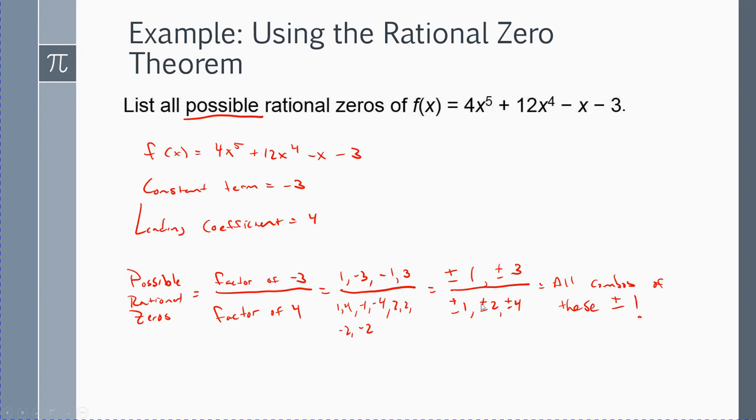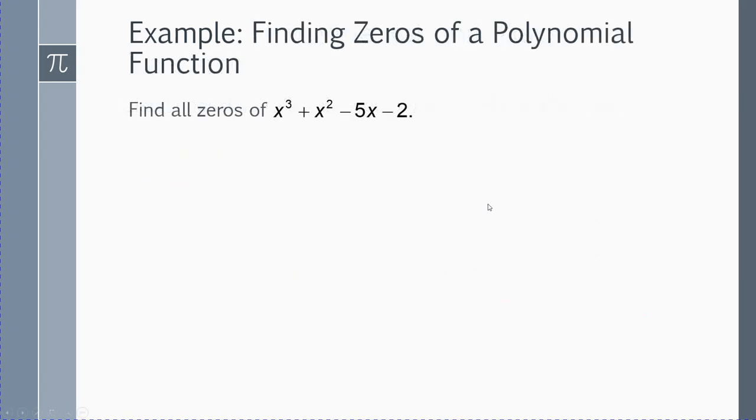Okay, so I'm going to pick one with a little bit less combination so it's a little bit easier. So let's find all the zeros of this. Okay, so we have this function here. f of x is equal to x cubed plus x squared minus 5x minus 2. So I don't just want to list all the possible ones. I want to find all the actual zeros. So I want to find all values of x that solve this equation: x cubed plus x squared minus 5x minus 2 is equal to 0.